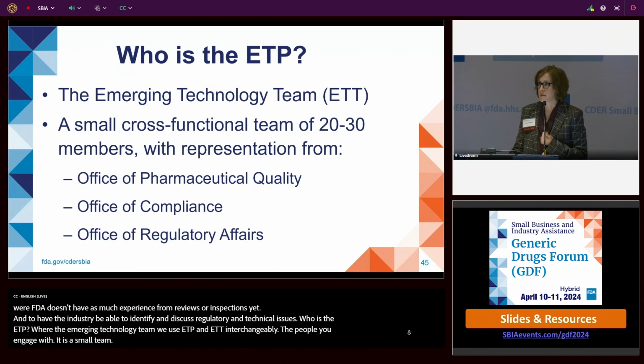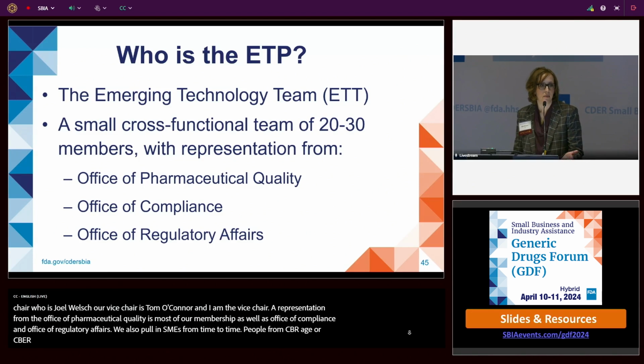We have a chair, his name is Joel Welsh. Our vice chair is Tom O'Connor. I'm the project manager. And representation from the Office of Pharmaceutical Quality is most of our membership, as well as Office of Compliance and Office of Regulatory Affairs. And we also pull in SMEs from time to time, people from maybe CDRH or CBER, or also within OPQ, folks who have specific experience on a topic, we bring them in.